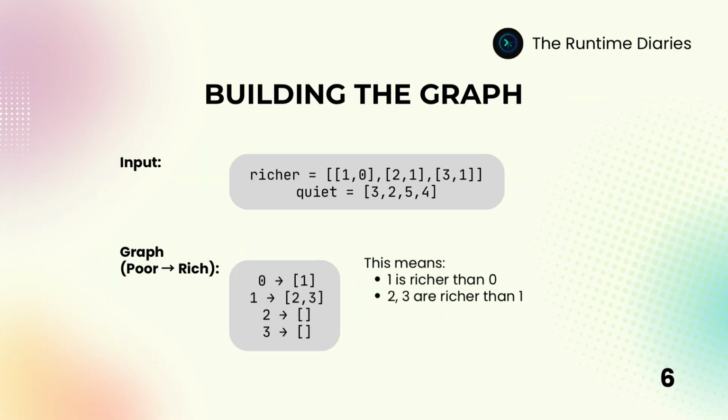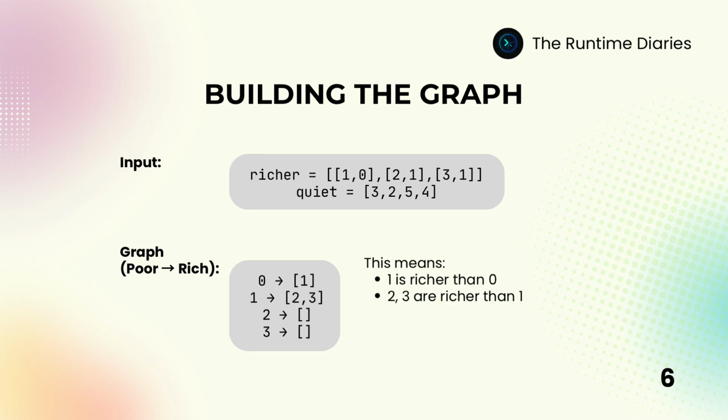Let's build the actual graph. Here's an example. richer equals, from left to right, sublist [1, 0], sublist [2, 1], sublist [3, 1]. quiet equals, from left to right, 3, 2, 5, 4.